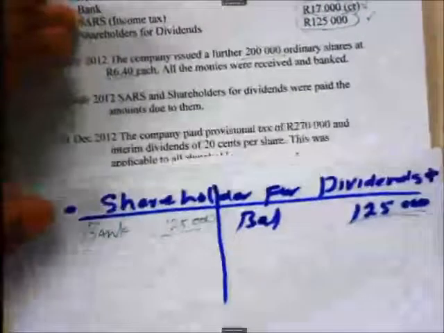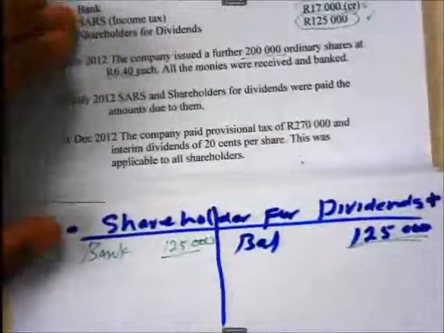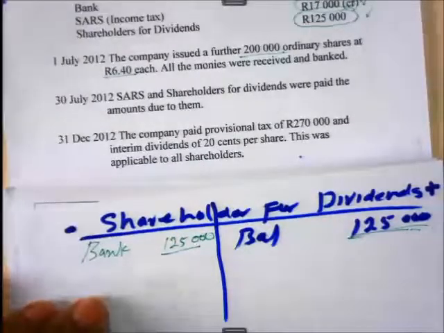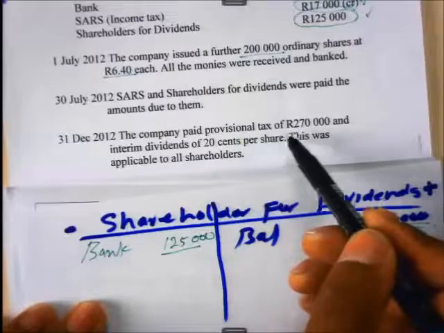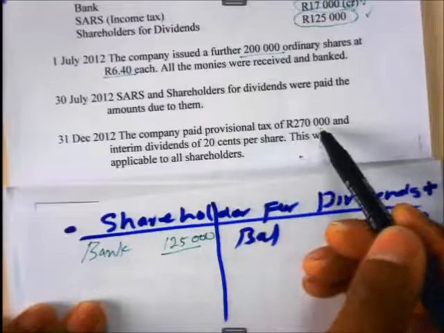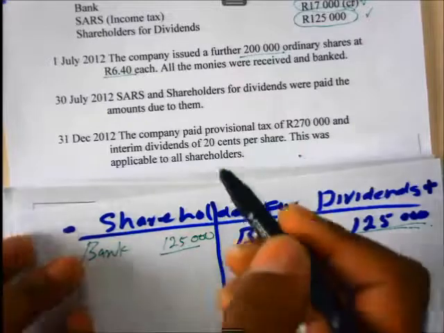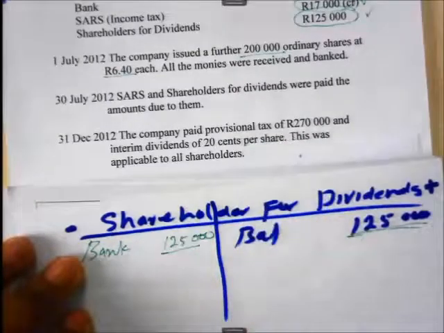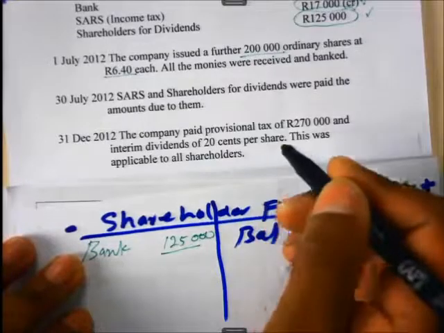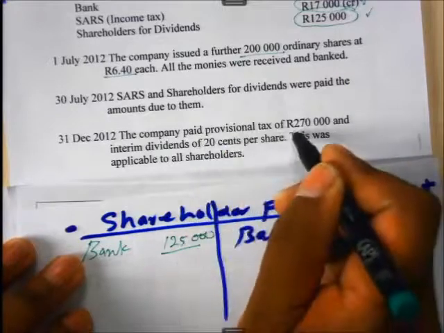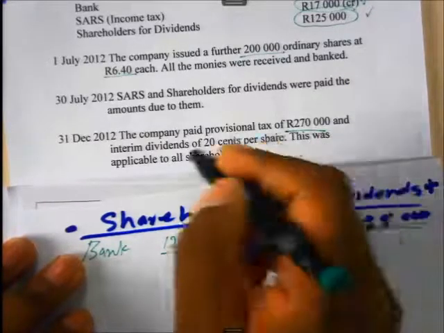The entry on December 31. There are actually two entries here. The first one, they say, the company paid provisional tax of 270,000. Provisional tax payment is simply that we are paying tax in advance. Therefore, provisional tax payment of 270,000. We are paying tax to whom?